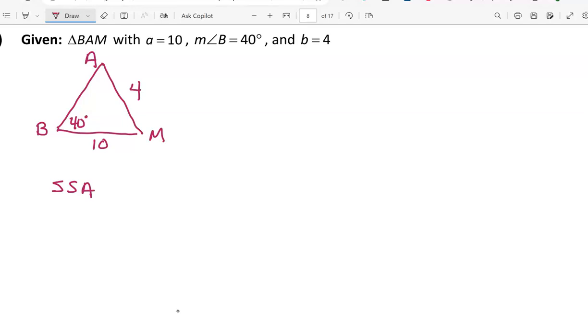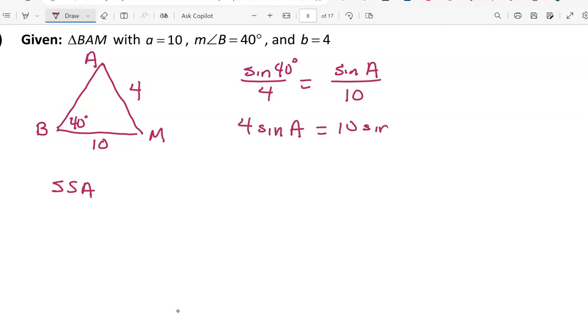We notice we can't find the third angle because we don't have 2 angles given. So we're going to have to find an angle to start with, but by using the law of sines. So using the law of sines, sine of 40 degrees divided by 4 is equal to the sine of angle A divided by 10, which is the opposite side. Let's cross multiply here. So 4 times the sine of angle A is equal to 10 times the sine of 40 degrees. And sine of angle A is equal to 10 sine of 40 degrees divided by 4.